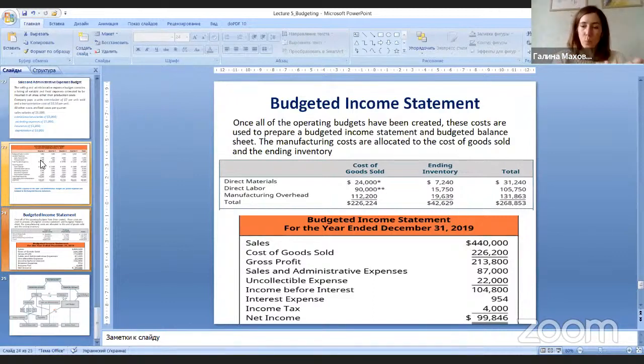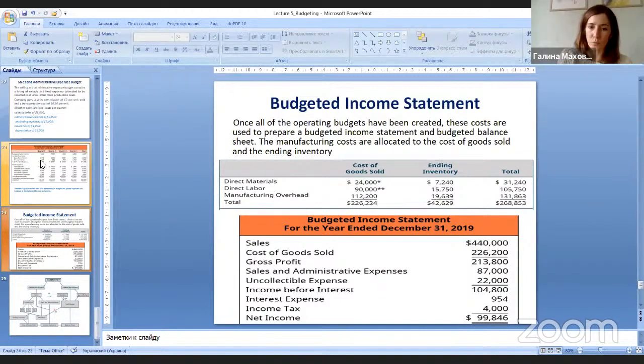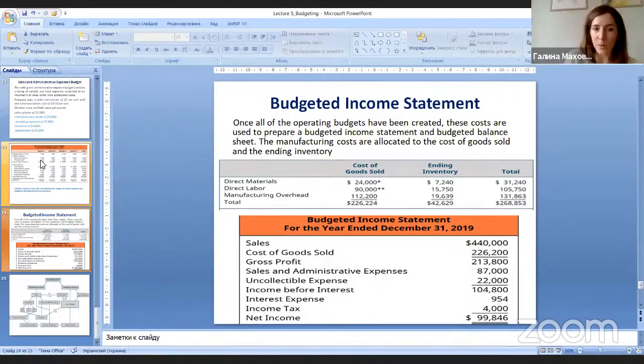That's why we divide our direct materials into two parts: one part is cost of goods sold, 24,000, and the other part will be in ending inventory. The same with the labor. If we come back to our budget of labor, we will find that the total cost for labor is $105,750, and as we split this between cost of goods sold and inventory, we will have two numbers.